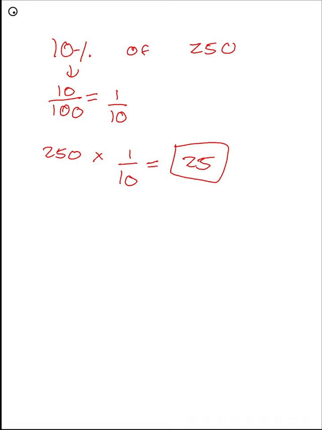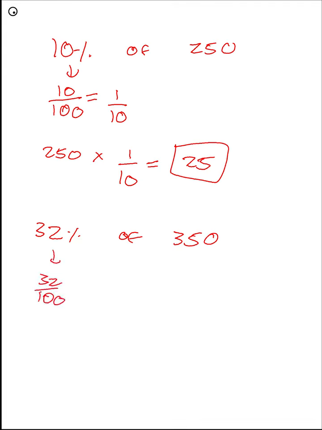Now let me give you a harder example. What is 32% of 350? Pause the video and try to solve it. Okay, so now that you've tried the problem a bit, you'd see that our first step was to do the percentage conversion, so this goes to 32 over 100.